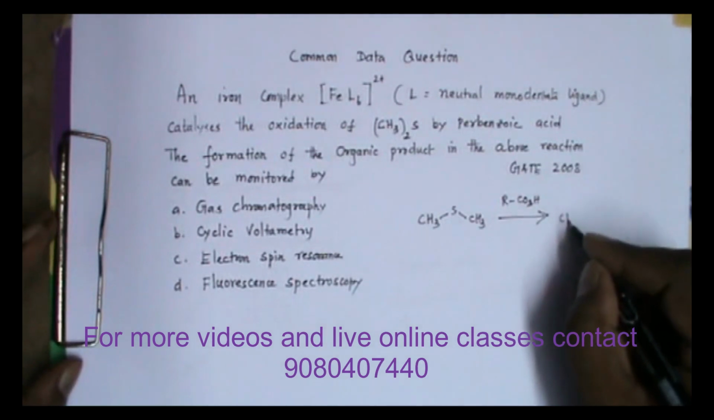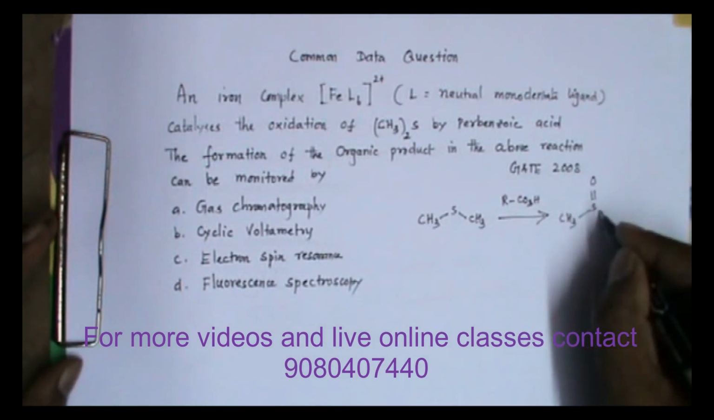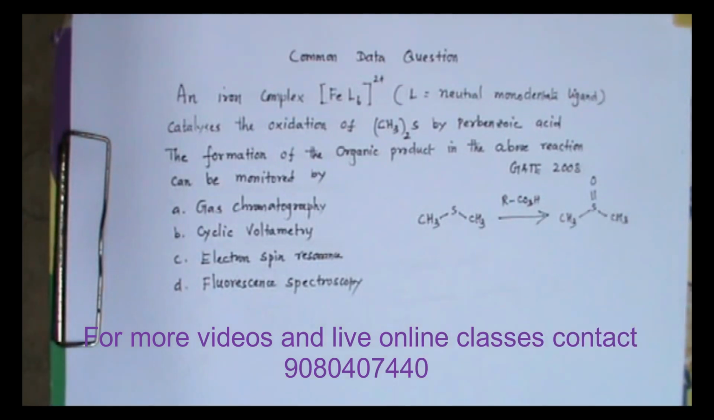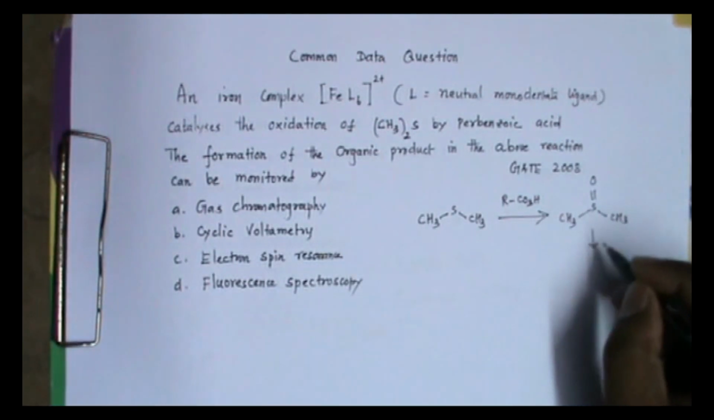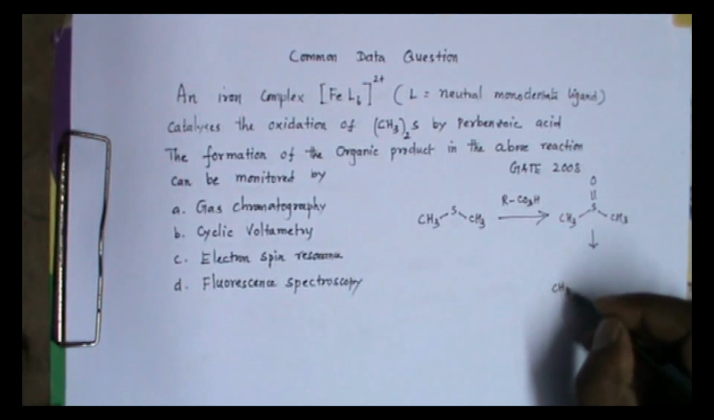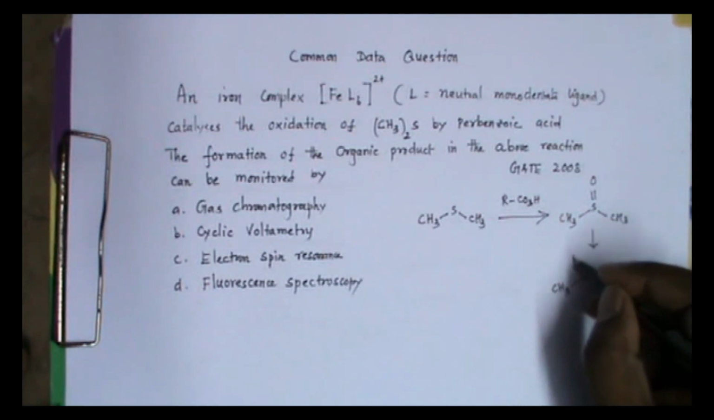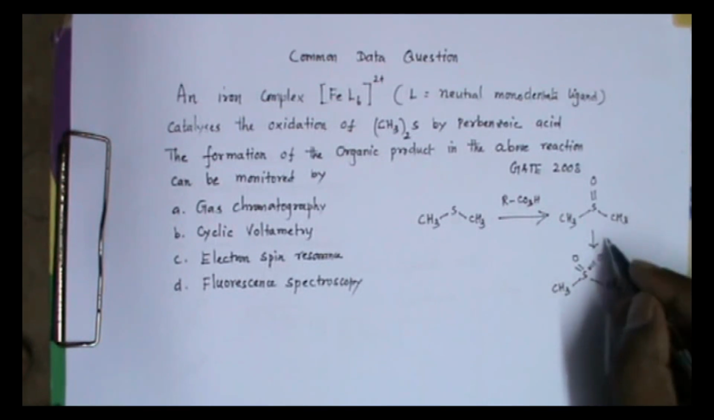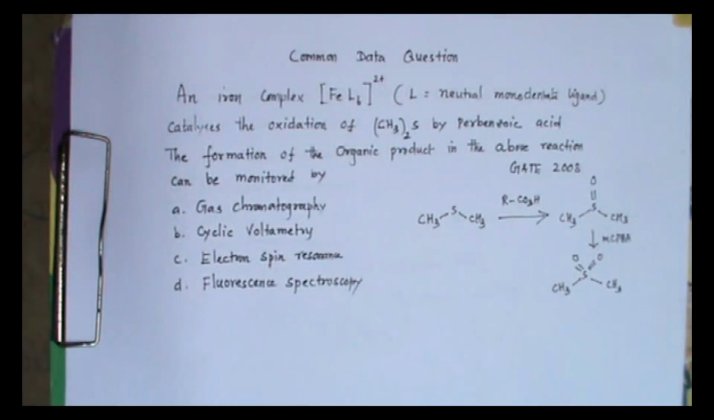The product we get is dimethyl sulfoxide. Suppose you add excess perbenzoic acid, this can be further oxidized to give dimethyl sulfone. Even this reaction is possible with hydrogen peroxide. So in the presence of peroxide, dimethyl sulfide is converted into sulfoxide, which is further converted into sulfone.